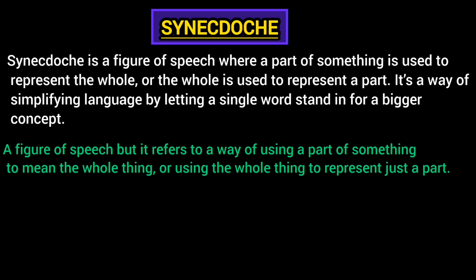Simply, it means that when we talk about a thing and we don't mention the whole thing but mention a part of it, or if we try to talk about a part of a thing but we don't mention the part but mention the whole thing, this practice is called synecdoche. I think you are not getting the point. Let me give you some examples, then you'll understand it.